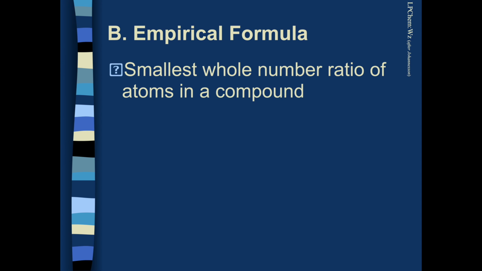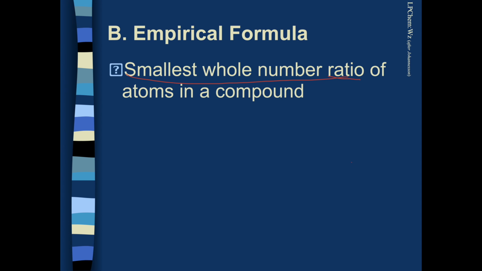Okay, so this next part of the unit that we need to learn today is about empirical formulas. An empirical formula is the smallest whole number ratio of atoms in a compound. A key thing to recognize is that an empirical formula is not what something actually is. It just simply tells us the ratio of the atoms in a compound.